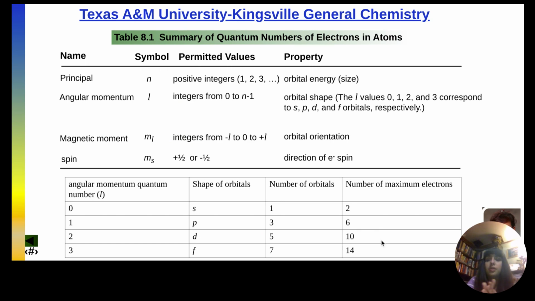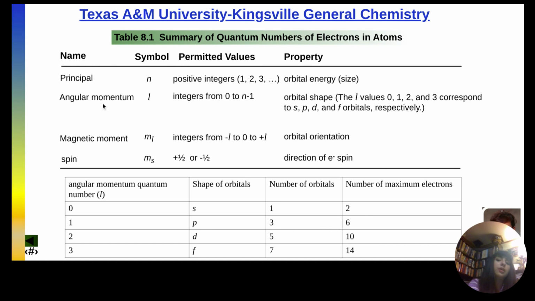Moving on, we're talking about the summary of quantum numbers and electrons in atoms. First we have our name, symbol, permitted values, and our property. Talking about principal, our symbol is n. Our permitted values are positive integers, such as 1, 2, 3, 4, 5, 6, 7, 8, but you wouldn't find something like -1, -2, -3. It would have to be positive. The property is our orbital energy and size.